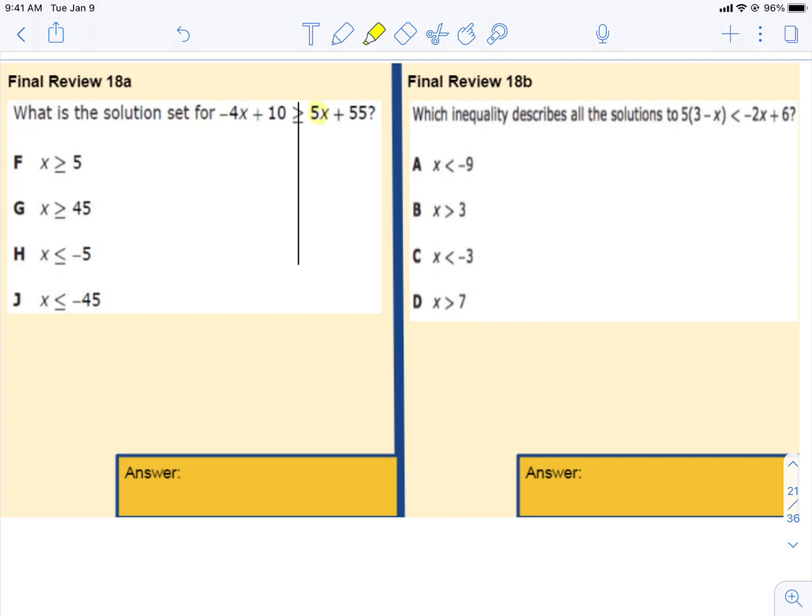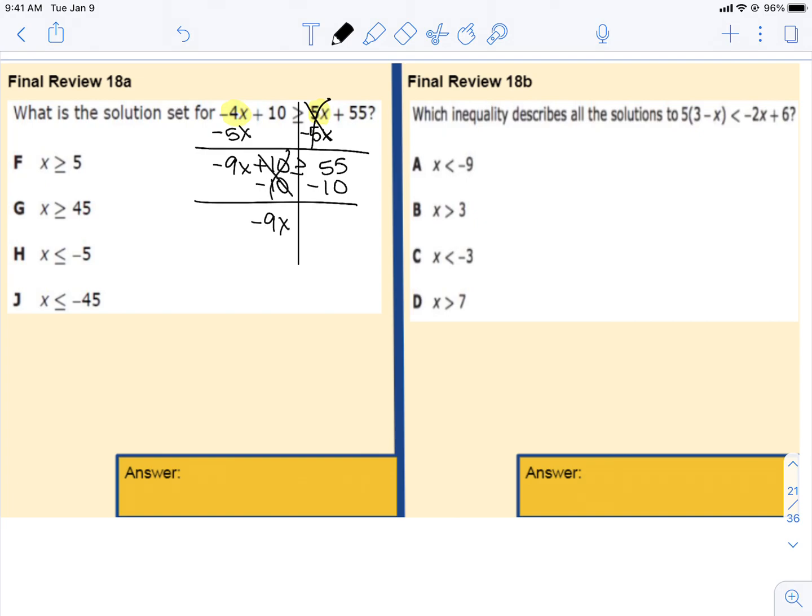If you notice, we have x's on both sides. We need to get them to one side. So I'm going to go ahead and move this 5x to the other side by doing the opposite. So I subtract 5x. When I do that, negative 4x minus 5x is a negative 9x. I still have the plus 10 is greater than or equal to 5x minus 5x, zeroes out, and I have 55. Then my goal is to get x all by itself, so I need to add or subtract. So I'm going to subtract the positive 10 from both sides. When I do that, 10 minus 10 zeroes out.